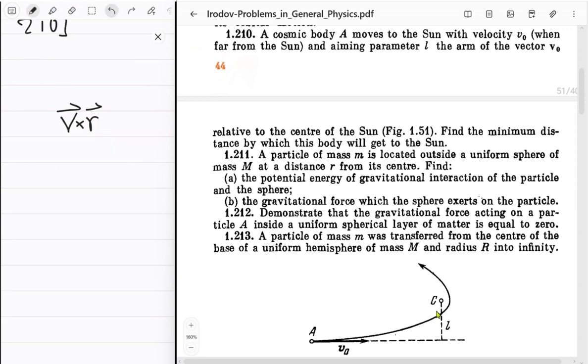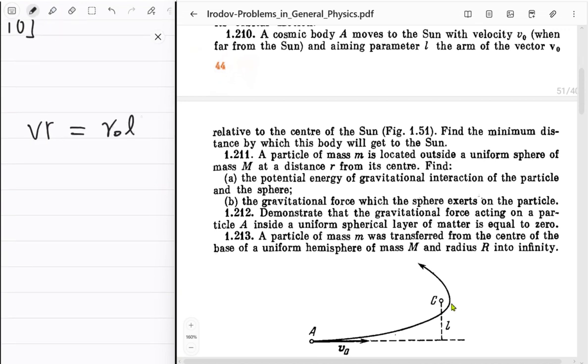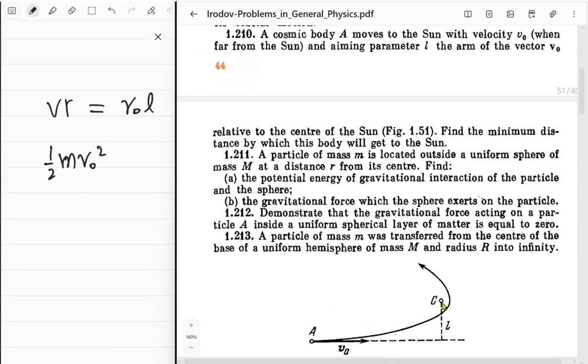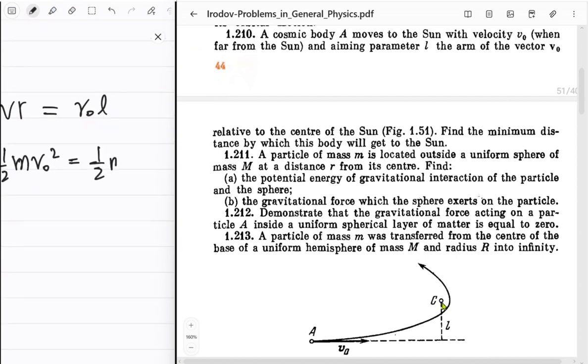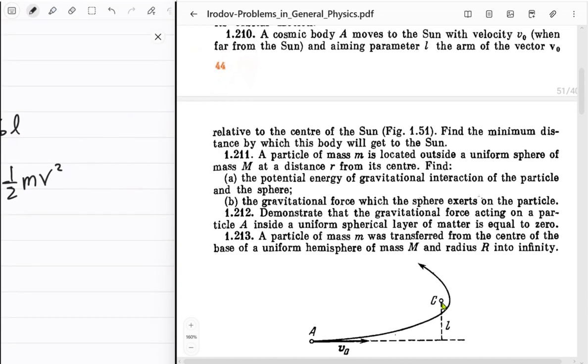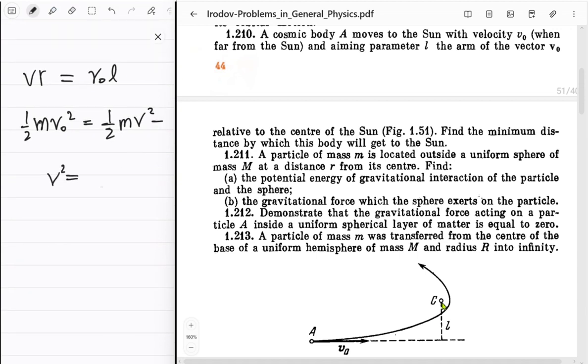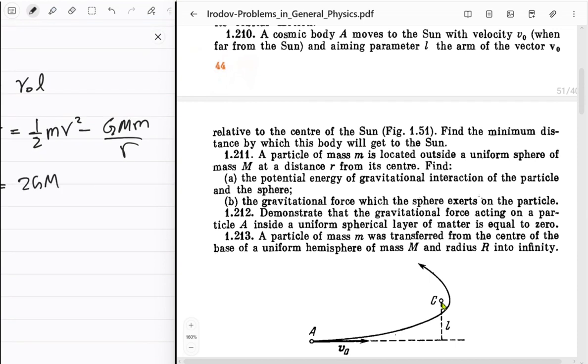So, whatever is the velocity at that point, we just say it's v, and that times r, so r is at this point, right? That's just equal to v naught times L. So L, yeah, that works. And also you got half m v naught squared. That was the energy initially, and its potential energy was 0, whatever. That's equal to half m v square minus GMm upon r, right? So what do we have? We just have v square is equal to 2GM upon r plus v naught square.